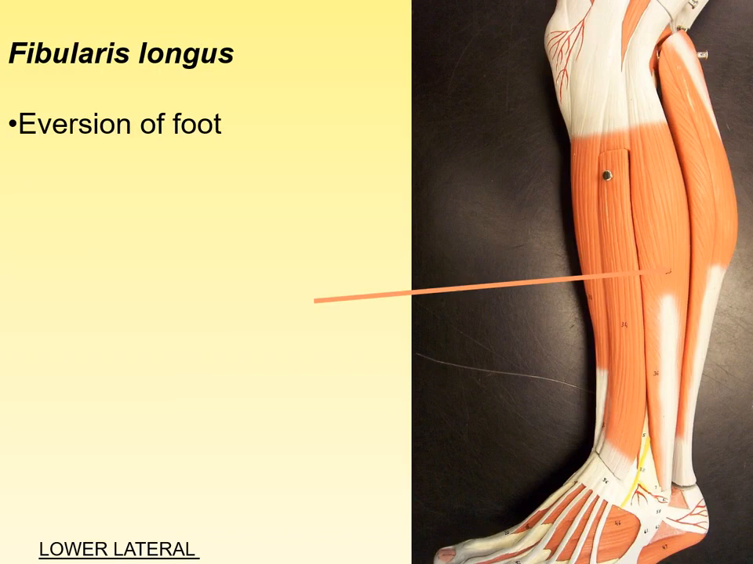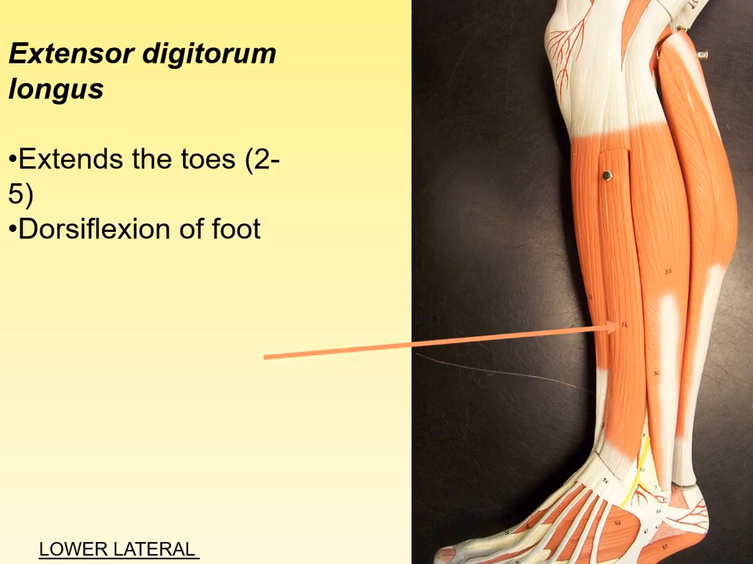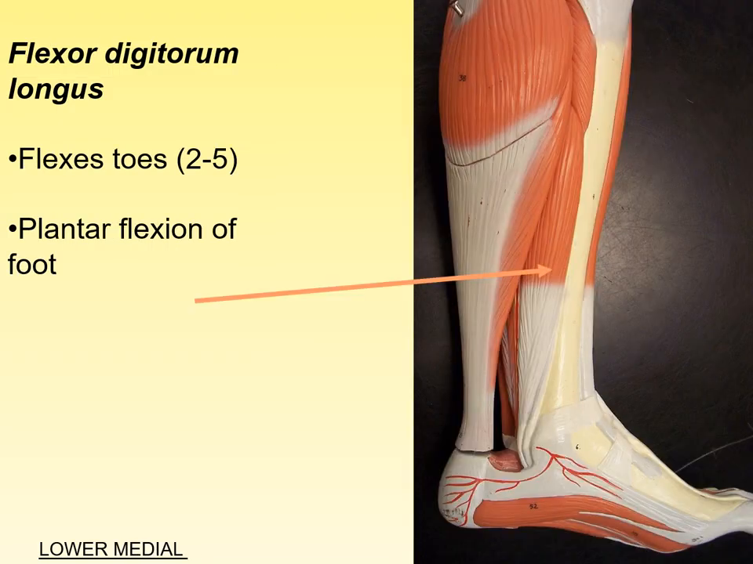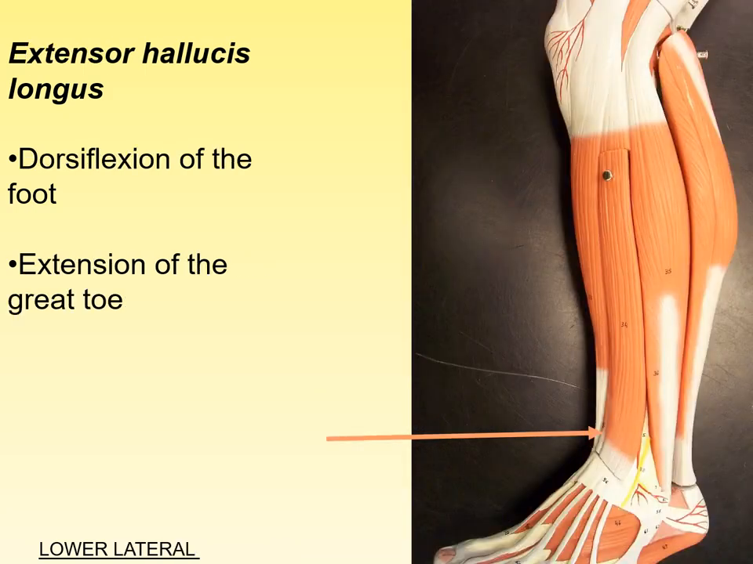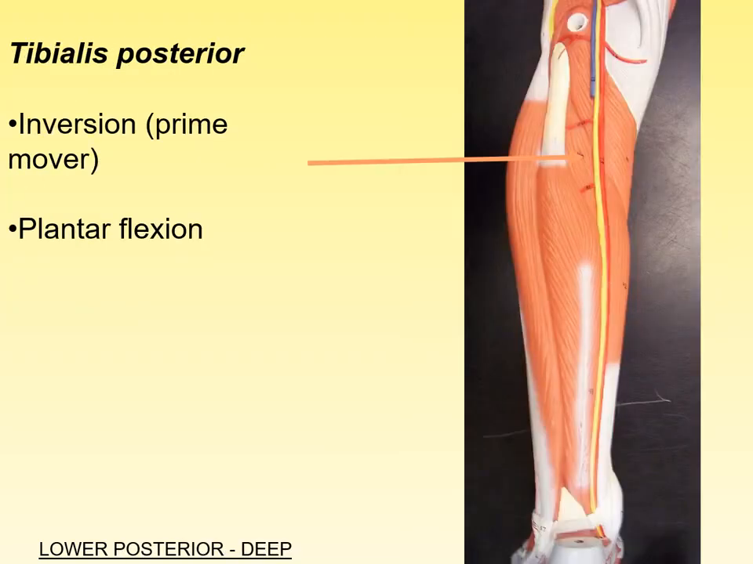Fibularis longus is for eversion of the foot. Fibularis brevis also. Remember, the long muscles do attach to the fibula. The extensor digitorum longus helps to extend the toes. Flexor digitorum longus, once again, helps to flex the toes and plantar flexion of the foot. Flexor hallucis longus also is involved with plantar flexion and also flexion of the great toe, which is known as the hallux. Extensor hallucis longus, extension of that great toe and dorsiflexion.